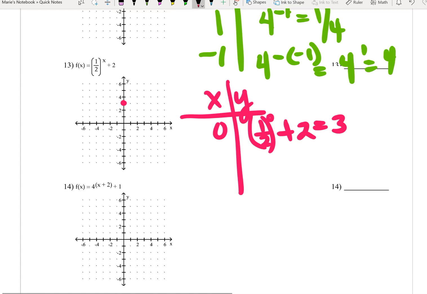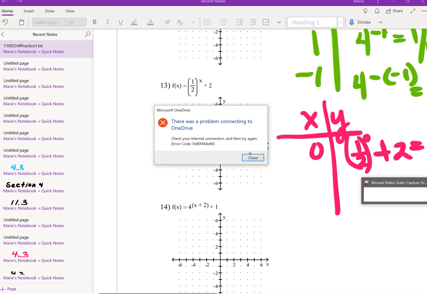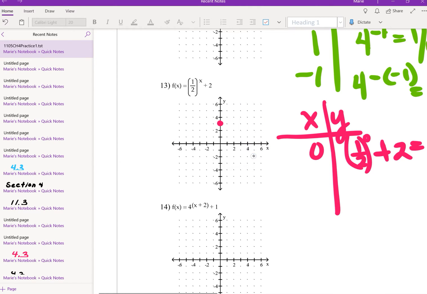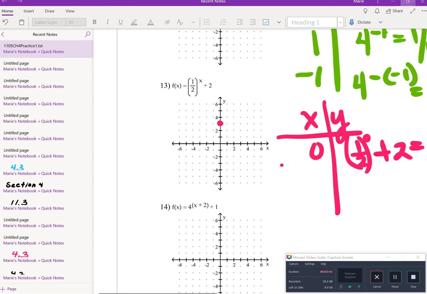Let's see what happened here. It's still recording. Yeah, it's still recording. Okay, good. Got worried there for a minute, but I got disconnected.